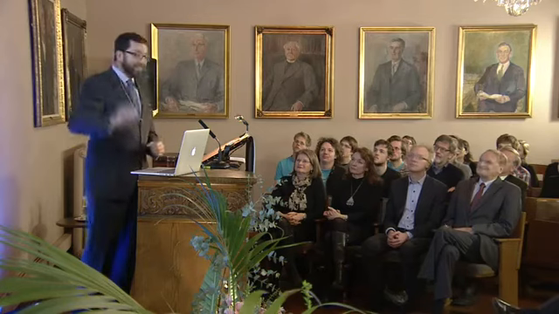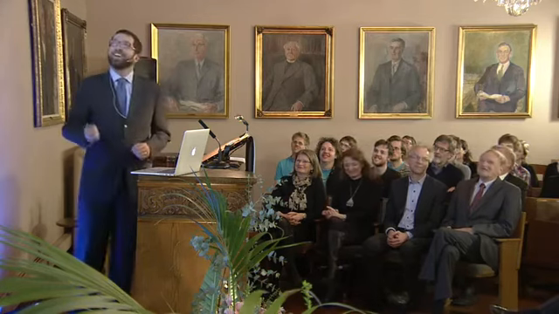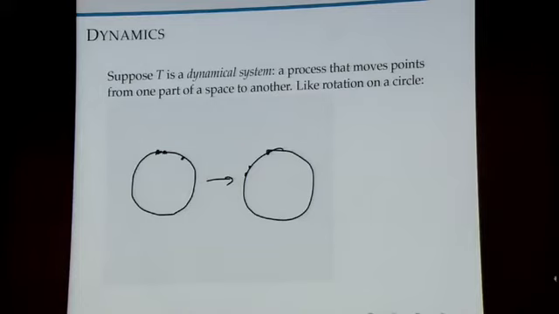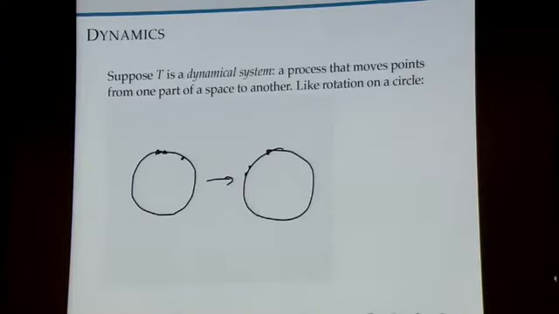So I need to start by saying a little something about what dynamics is. So let's start there. The rest of the pictures are going to be better than this. So what we mean by a dynamical system, quite simply, I'm not going to give a formal definition, I'm just going to say it's a process that moves points from one part of a space to another. So for instance, this is a sort of cartoon of rotation on a circle.